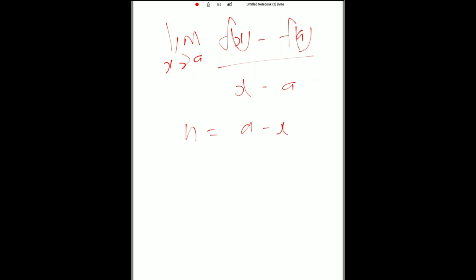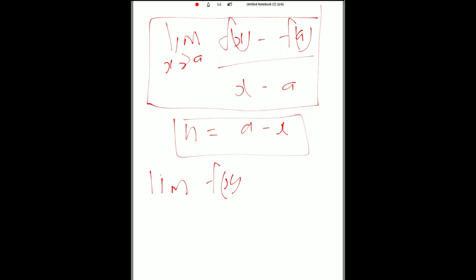If h is equal to a minus x, and we're going to substitute h into this, then what that's going to give us is we're finding the limit of f of x minus, looking at this, a would be equal to h plus x, so it would be f of x plus h all over negative h, and we're saying that h is approaching 0 because h is equal to a minus x, and x approaching a suggests that this difference would end up giving me 0.